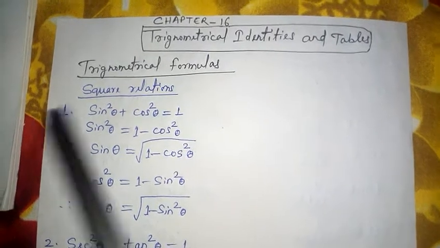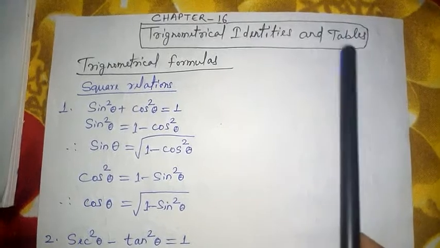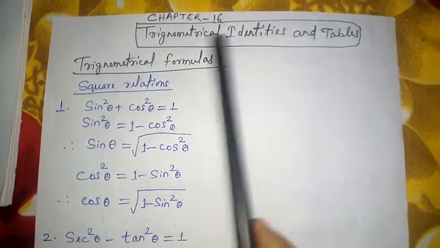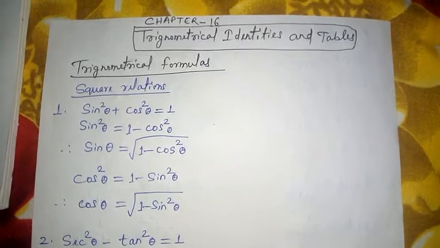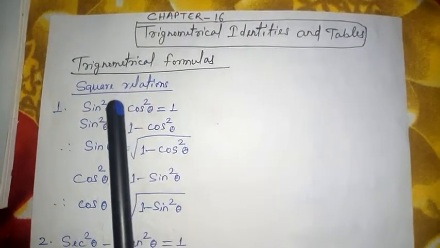Class 10 children, today we will learn chapter 16, trigonometrical identities and tables. This is a chapter all about trigonometry. It's the second chapter of the trigonometry portion. So let us begin this chapter.